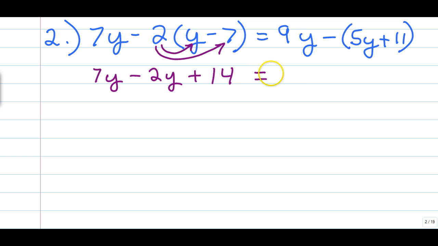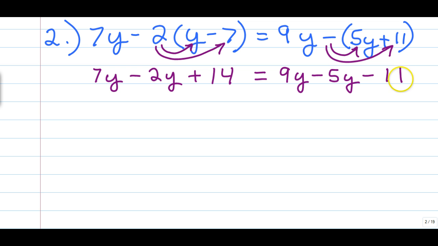Let's do the same to the right side of the equation. We'll carry down the 9y as we are not using it at this time. Then we see a minus followed by the parenthesis. What we don't see is that there is a negative 1 sitting in front of the parenthesis. It will be a negative 1 that we will distribute throughout the parenthesis in this problem. So we will distribute a negative 1 to a positive 5y to create a negative 5y. We will distribute a negative 1 to the positive 11 to create a minus 11.